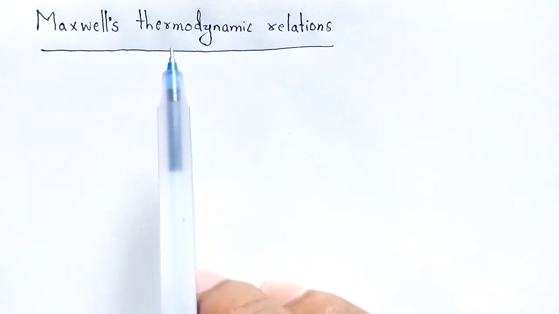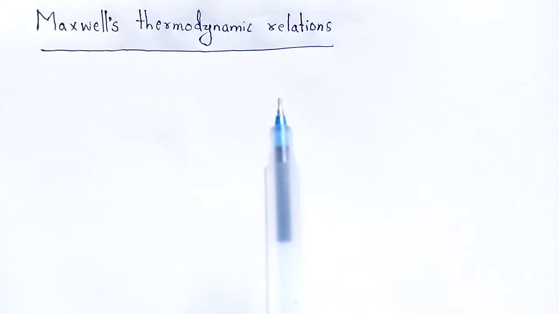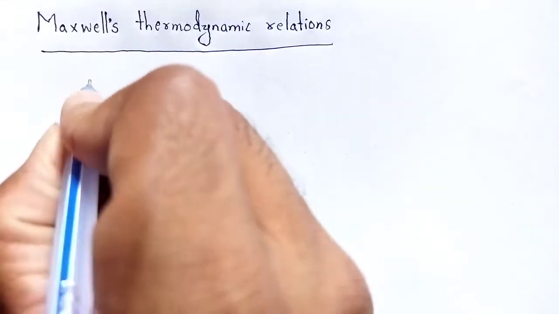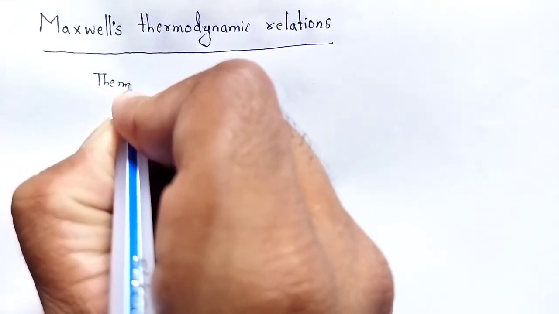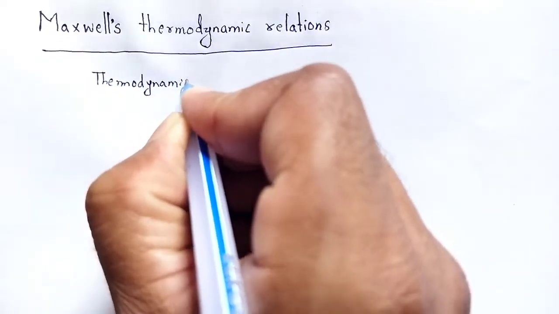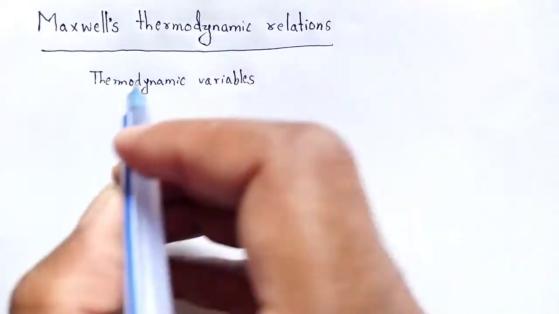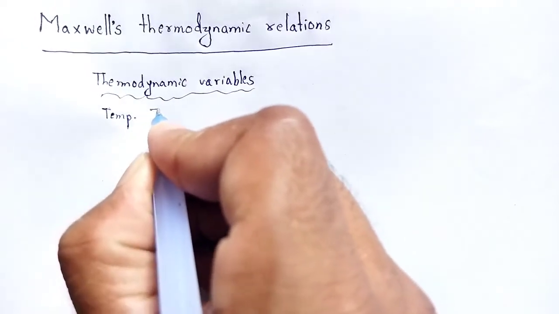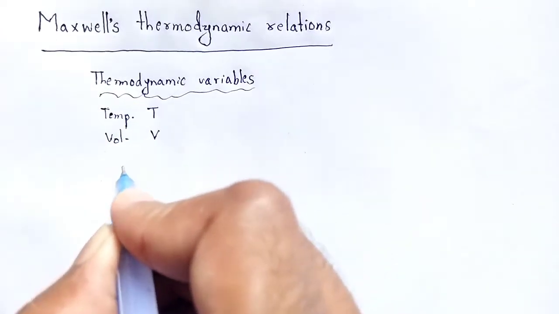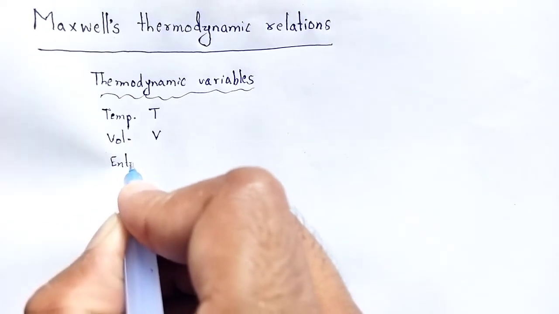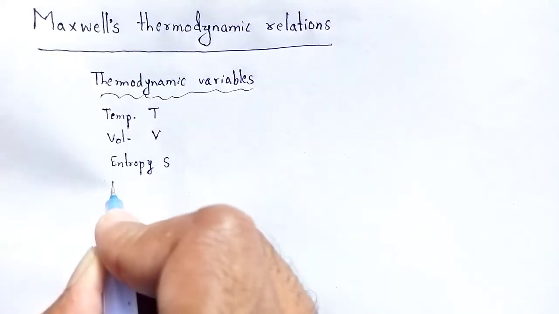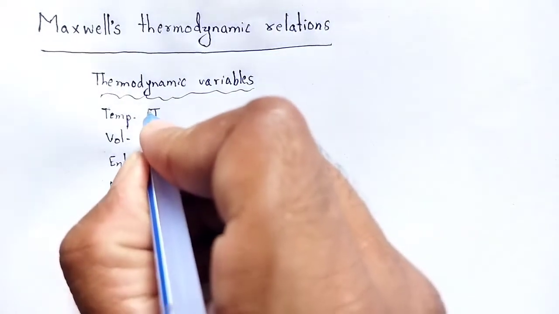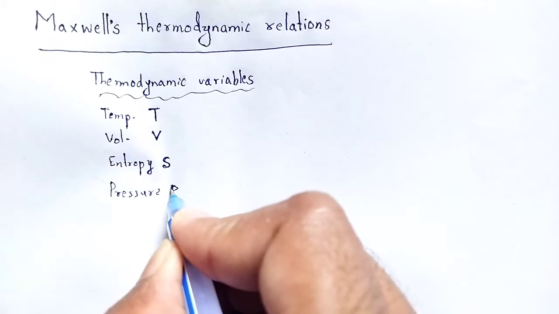Maxwell derived the thermodynamic relations between the thermodynamic variables and thermodynamic potentials. So we know the four thermodynamic variables are basically temperature, T, volume, V, entropy, S, and pressure, P. These are the four thermodynamic variables: temperature, volume, entropy, pressure.